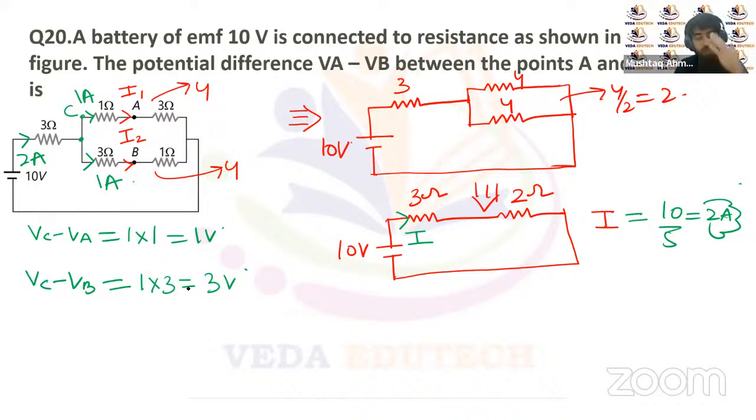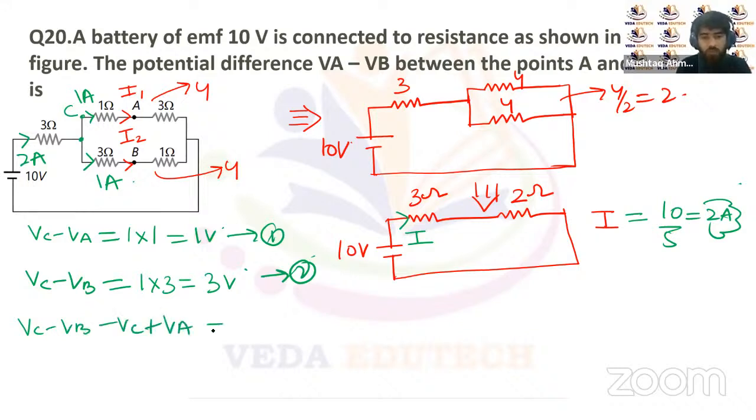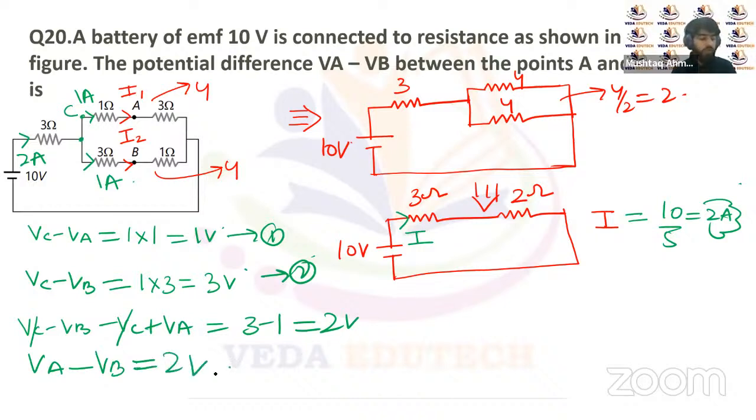Now we have to calculate the value of VA minus VB. This is the first equation, this is the second equation. Subtracting the first from the second, we get VC minus VB minus VC plus VA, which is equal to 3 minus 1, that is 2 volts. Now VC and VC get cancelled, and we are left with VA minus VB, that's equal to 2 volt. So the potential difference between points A and B is 2 volts.